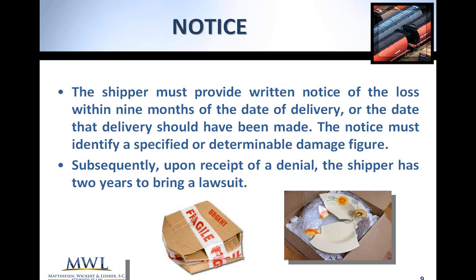What a shipper must do when a loss is identified is provide written notice of the loss within 9 months of the date of delivery or the date that delivery should have been made. The notice must identify a specified or determinable damage figure. Once this notice is given, the first part of a Carmack claim and the time limits governing Carmack claims has been complied with.